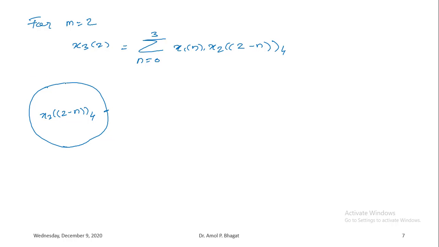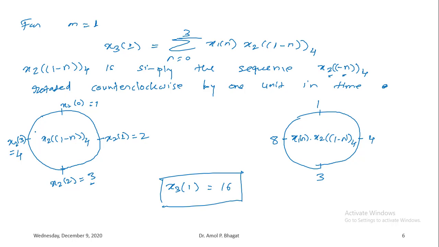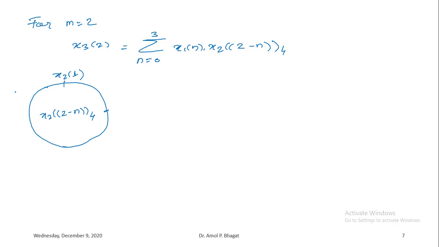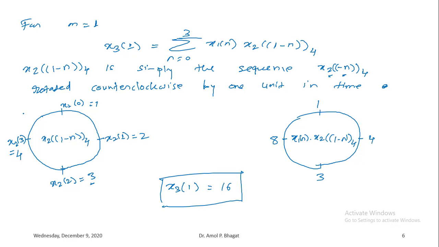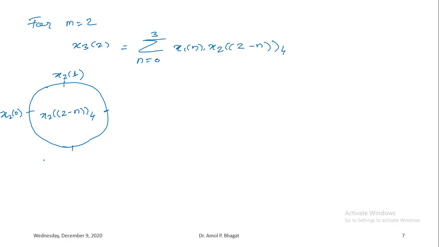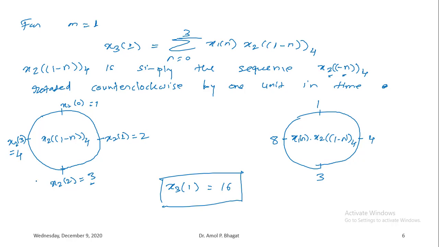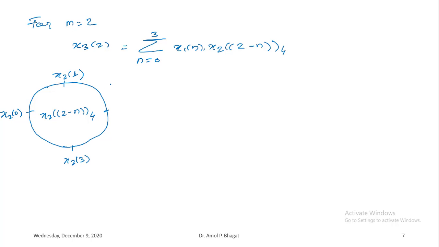So x2 of 1 will be at this position, correct? Next, this x2 of 0 will be at this position, so here it will be x2 of 0, right? Next, here it will be x2 of 3, right? So here it will be x2 of 3 and here it will be x2 of 2, right? So this x2 of 2 goes here, right?